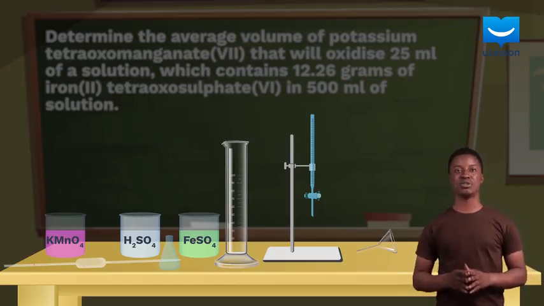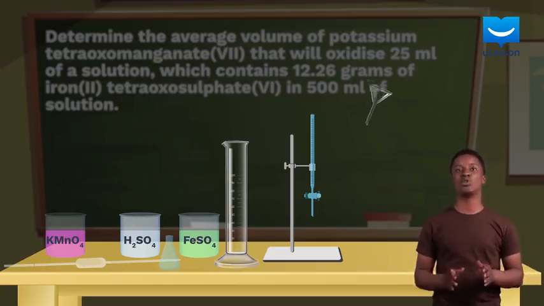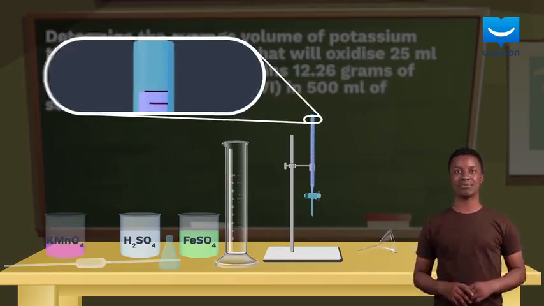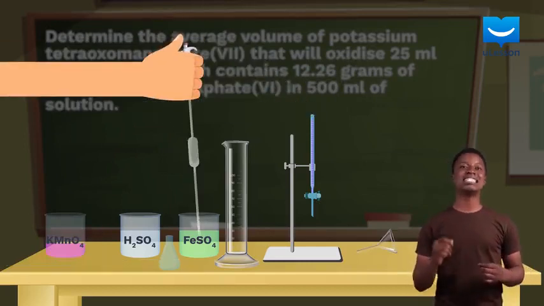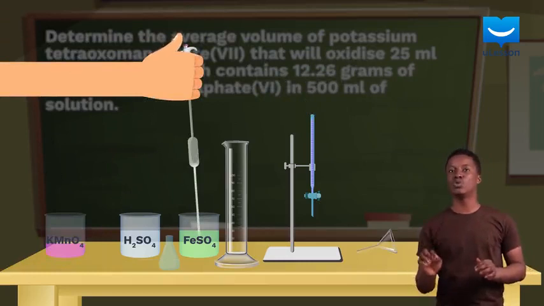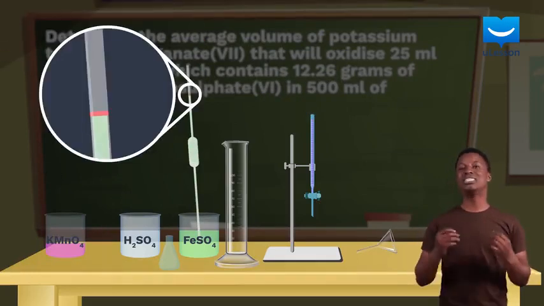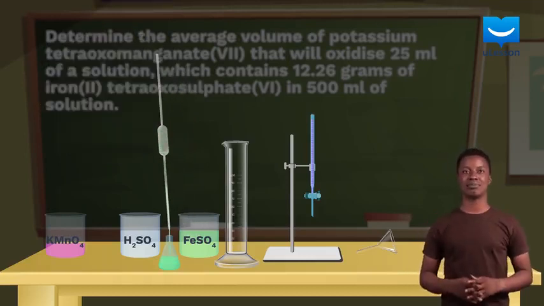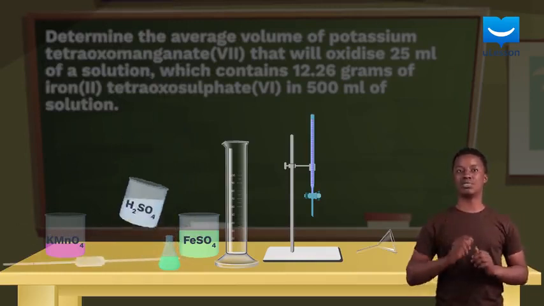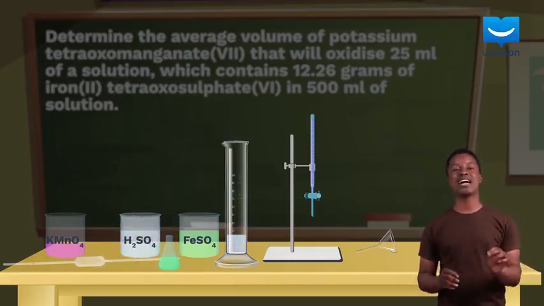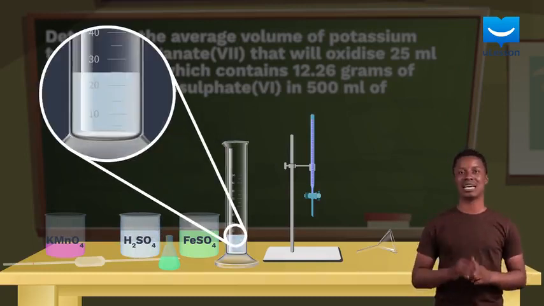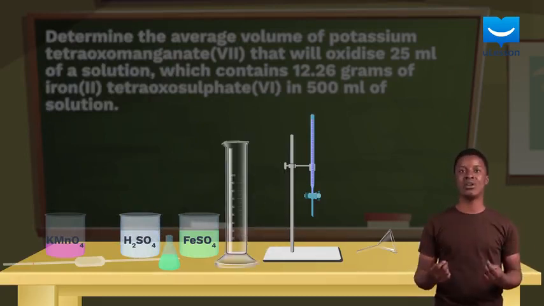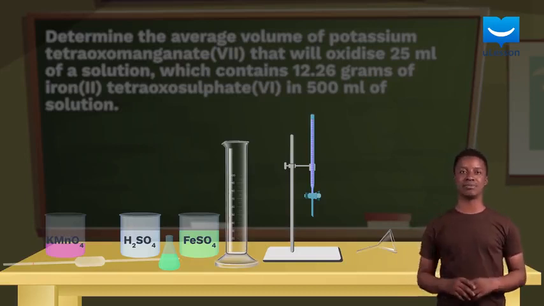Just like in acid-base titrations, we start by pouring the potassium tetraoxomanganate 7, which acts as our oxidizing agent, into the clean burette. After that, we pipette exactly 25 milliliters of the iron 2 tetraoxosulfate 6 solution, which acts as our reducing agent, and pour it into the clean conical flask. To the iron 2 tetraoxosulfate 6 solution in the flask, we add about 25 milliliters of tetraoxosulfate 6 acid. This acid is added to maximize the oxidizing potential of the potassium tetraoxomanganate 7.